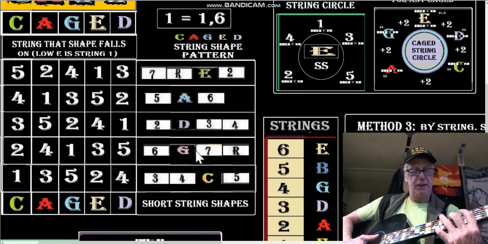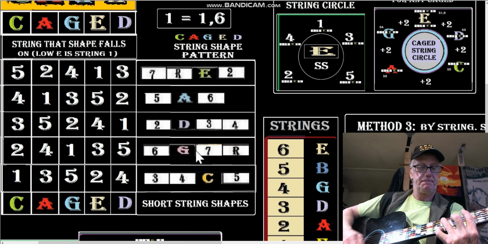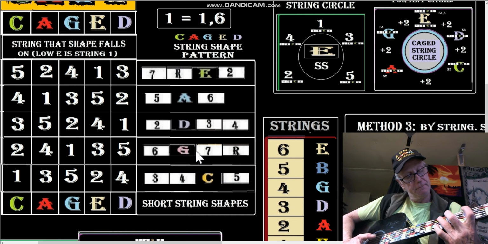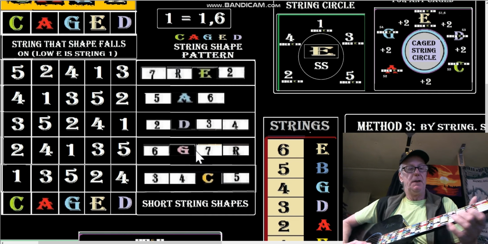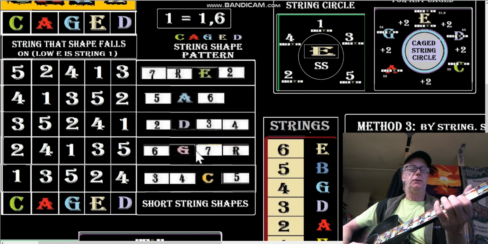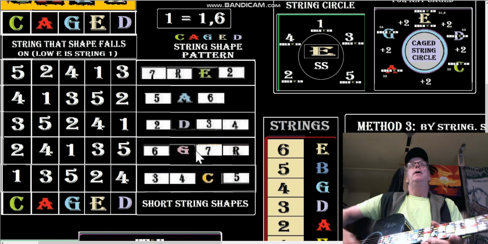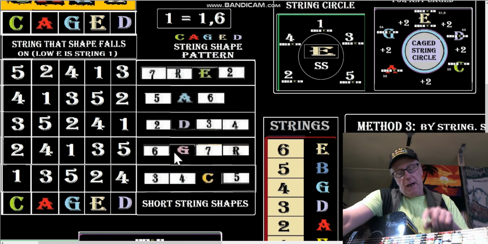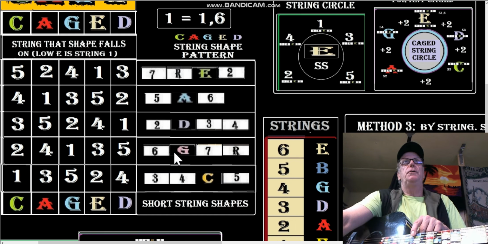G cage is down here by the fret nut. So it'd be, okay, and again you'd have to do the long pattern there. So these are the string shapes. They're the bottom strings of those cage shapes.